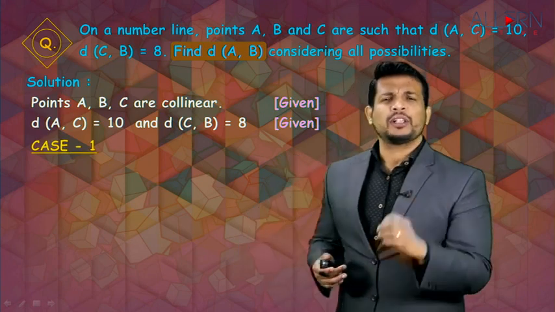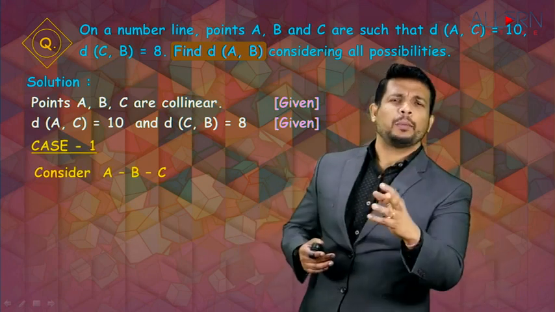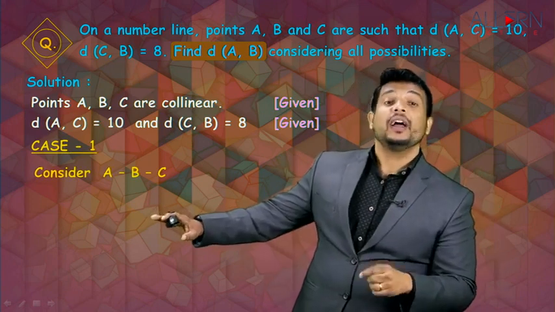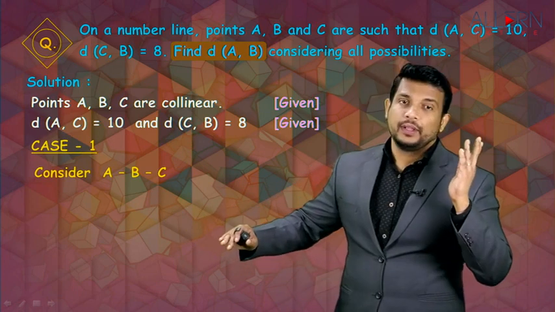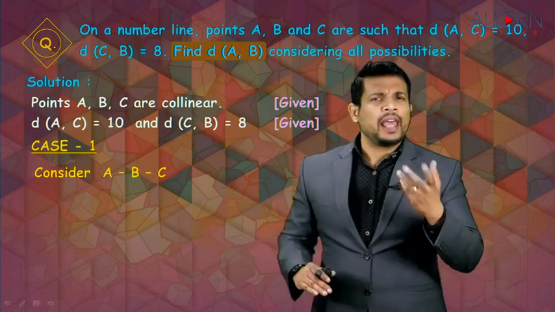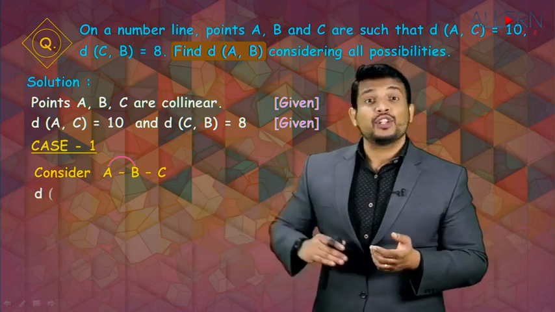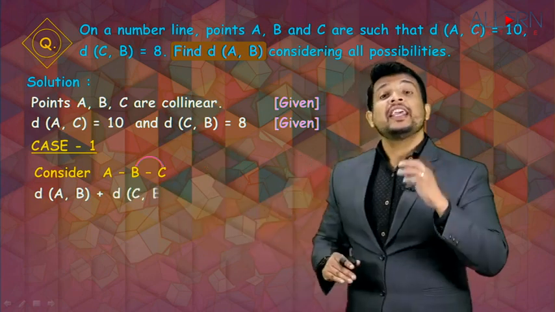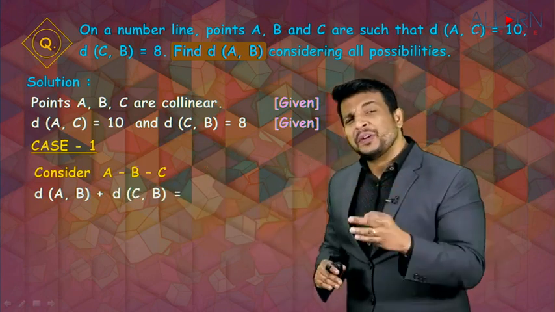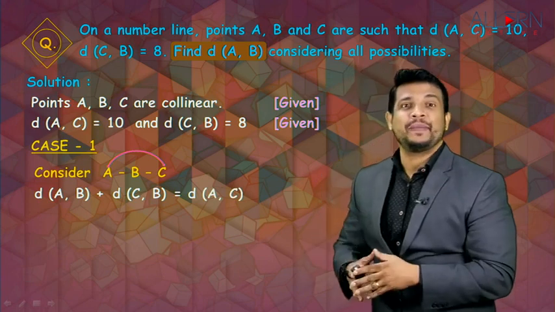Let's take the first possibility, case 1, that is possibility number 1. Let's say we consider it is A dash B dash C. That means B is between A and C. If B is between A and C, what happens? We know that then distance between A and B plus distance between B and C is equal to distance between A and C. That is what it means, isn't it?